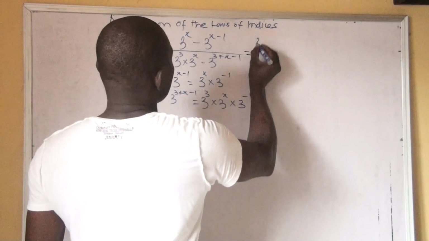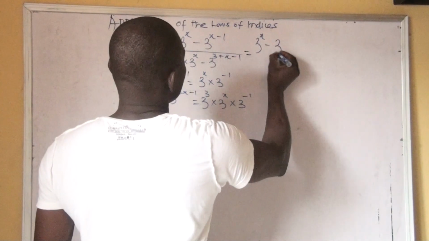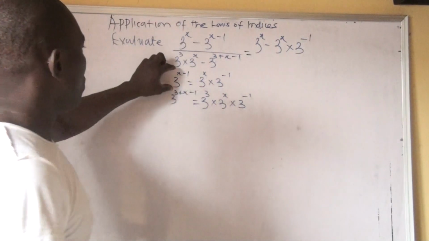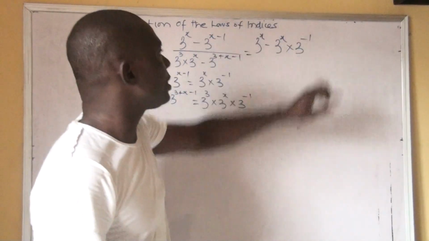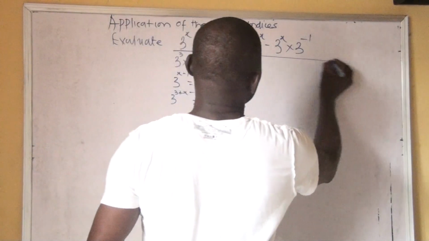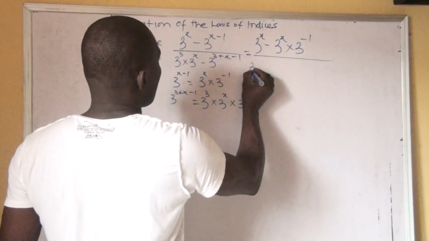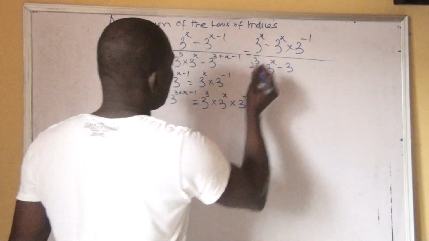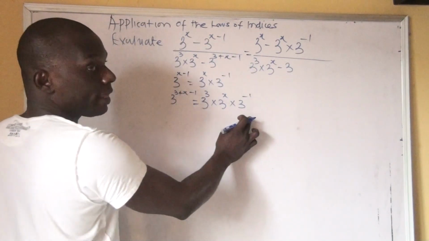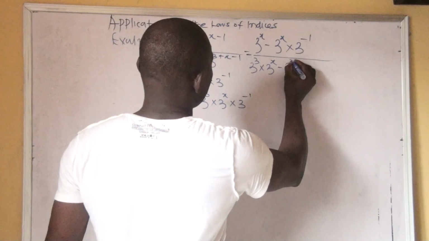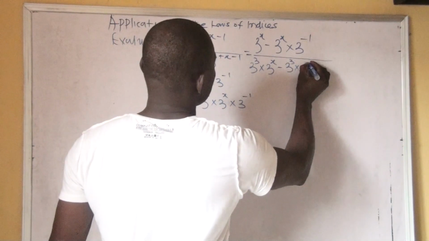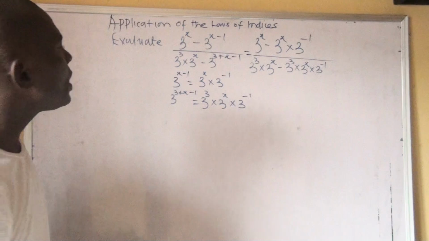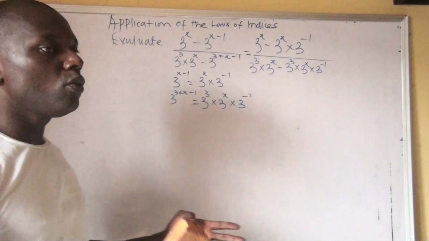Now we can rewrite this. The numerator becomes 3 raised to power x minus 3 raised to power x times 3 raised to power minus 1, because we have said that the whole of this can also be written as this. So we replace it. Then we come to the denominator, which is 3 raised to power 3 times 3 raised to power x minus 3. In place of all this, we write 3 raised to power 3 times 3 raised to power x times 3 raised to power minus 1.